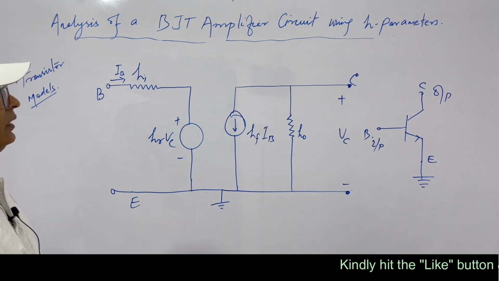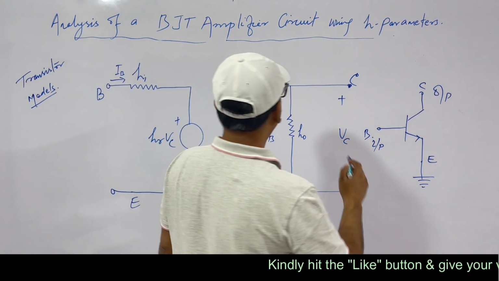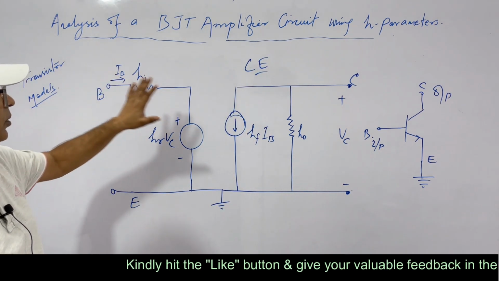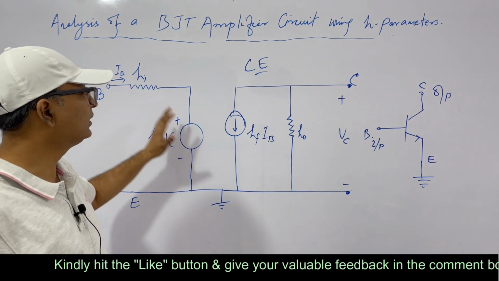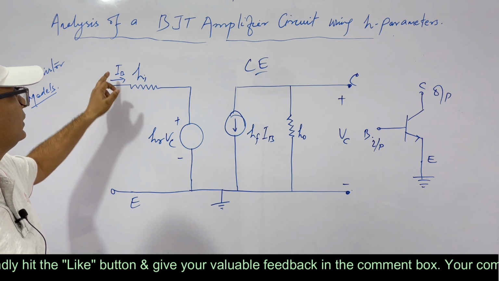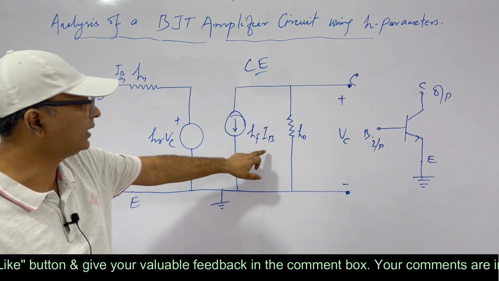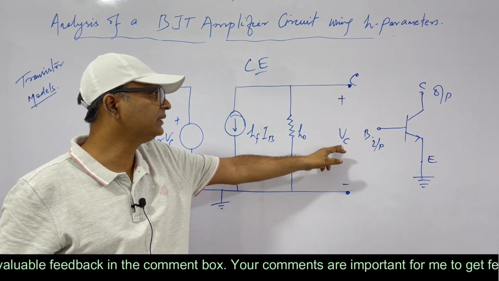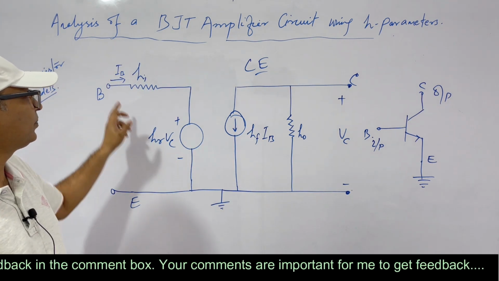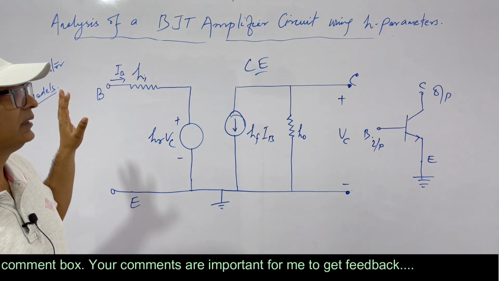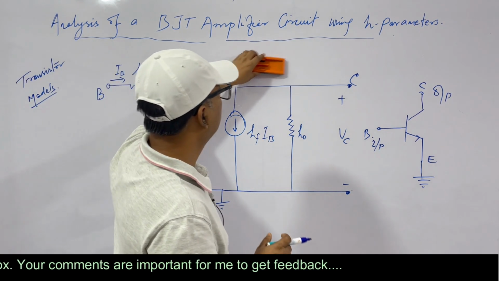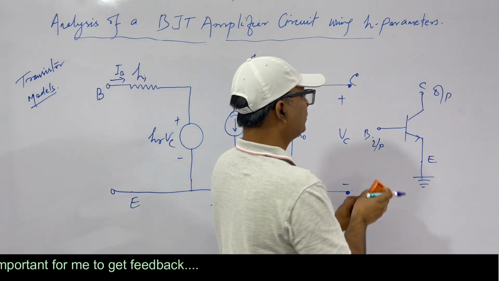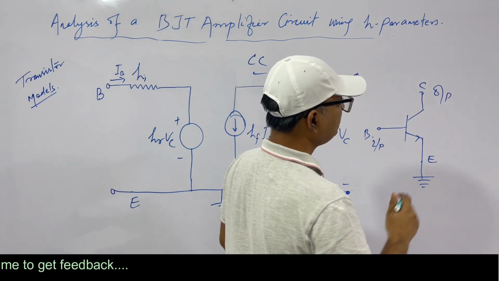Now, this was for common emitter, CE. Clear? Understand this properly. For common emitter, we take input at base. Therefore, IB is here, HFIB, and output at collector. So output voltage is VC. So this is HRVC. These are the parameters. Now we'll see what for common collector. In case of common collector, what do we do?